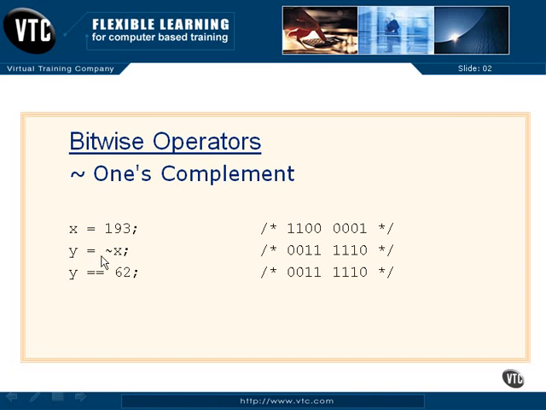Y is equal to the ones complement of X. X is 193. There's our bit pattern. And here is Y equal to 62 at the end because the ones complement of X is all bits flipped. 0011 instead of 1100. And here 0001 turns into 1110. And so that is our result. The ones complement of 193 is 62, flipping all the bits.